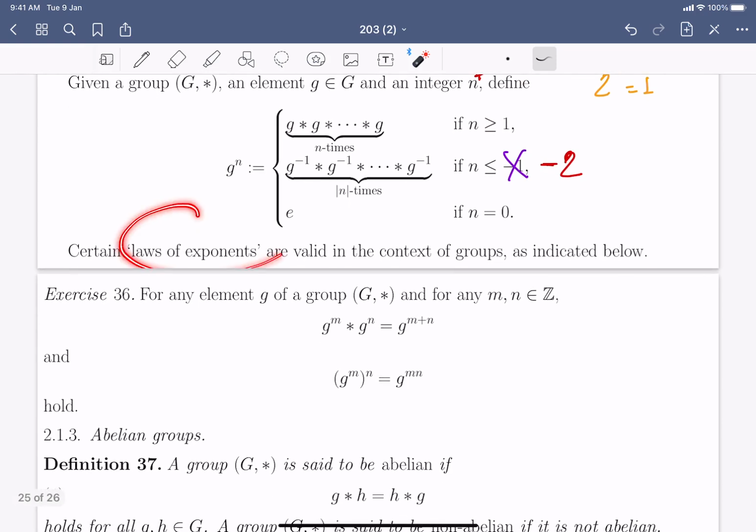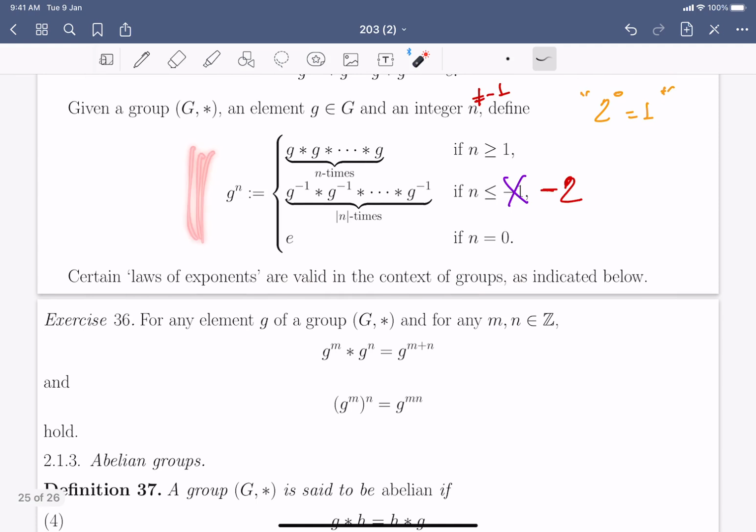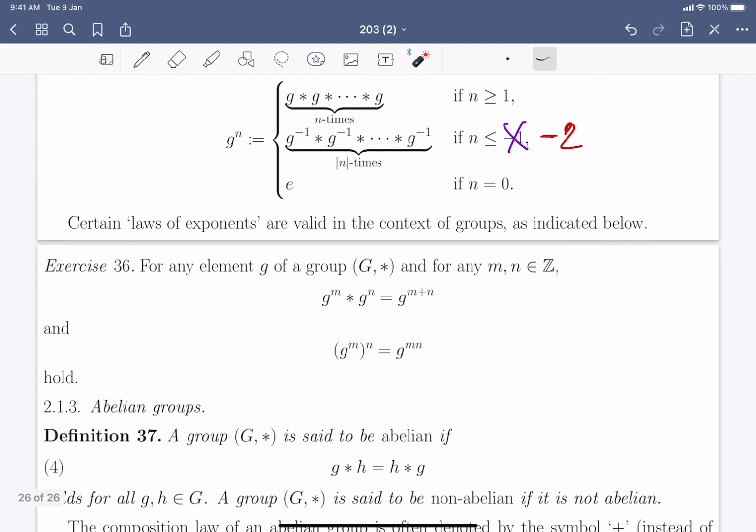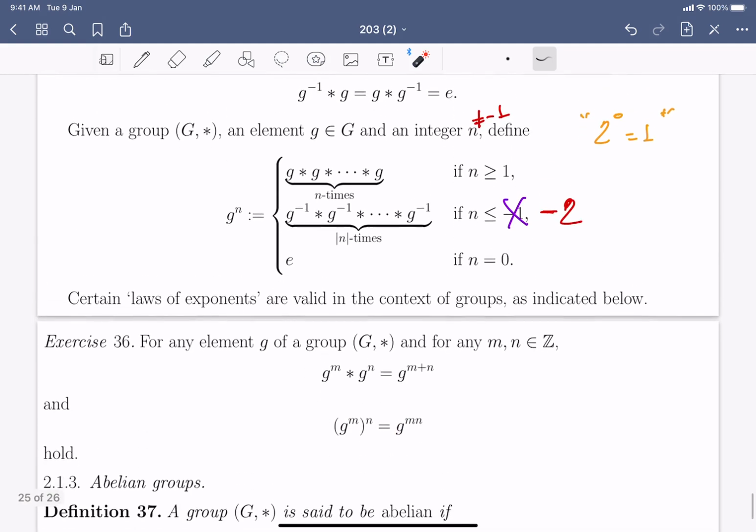Great. And as you see, certain laws of exponents that we are familiar with since our school days are still valid in the context of groups, almost by definition and almost by the same principle that we learned in our school days. But again, this has to be redone. So this is an exercise for you to show that for any two integers m and n inside Z, g raised to m star g raised to n is g raised to m plus n, and g raised to m raised to n is g raised to mn, and so on. Okay, great.